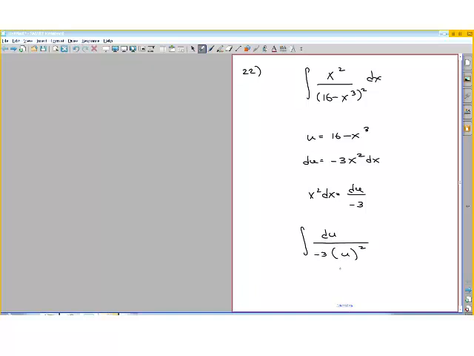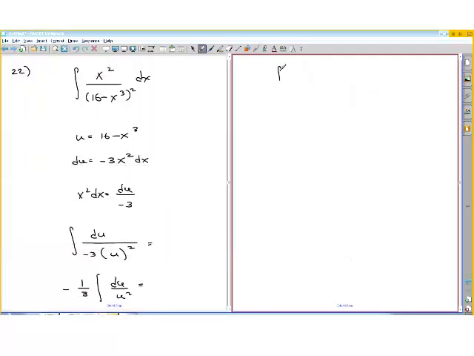Okay, well, we can factor out the negative 3 in the denominator. So we get negative 1/3 times the integral of du over u squared. And then we can rewrite it in this form so that we can integrate it. So we get negative 1/3 times u to the minus 2 power du. So again, n is equal to negative 2, n plus 1 is equal to negative 1.